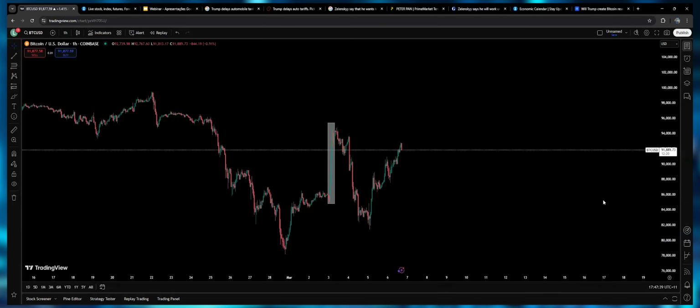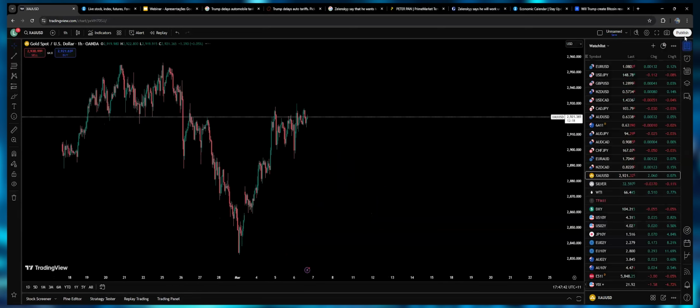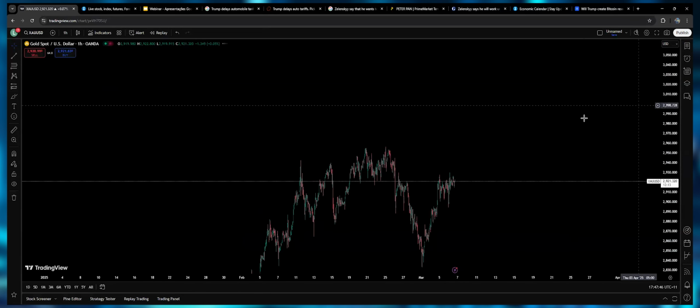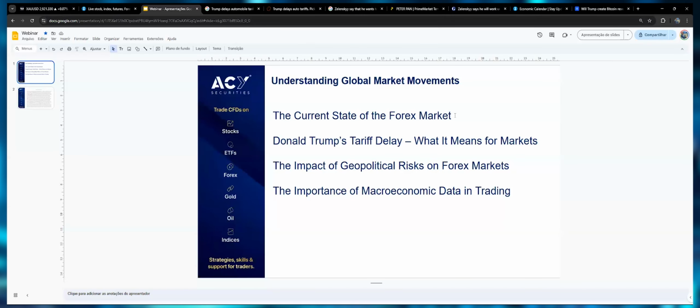But yeah, and then gold is up as well with all of this geopolitical and macro stuff happening, gold up to 3,000. All right, guys, so we've pretty much covered everything: the current state of the Forex market, Donald Trump's tariffs delay, the impact of the geopolitical, and the importance of the macro.